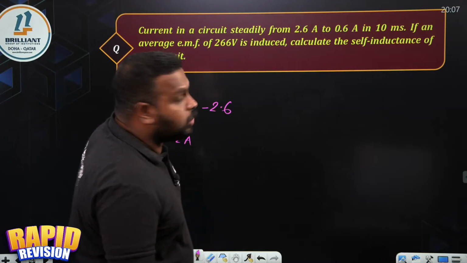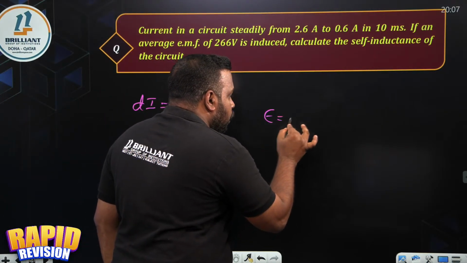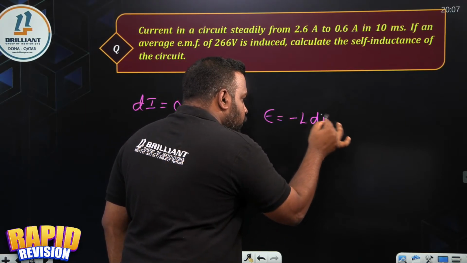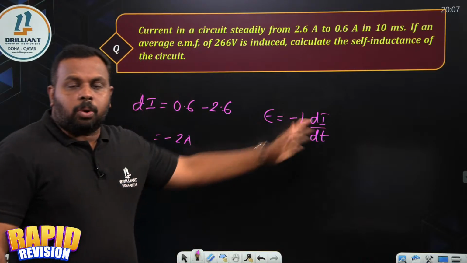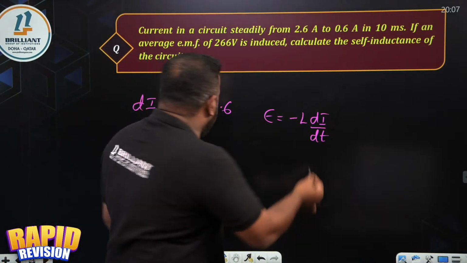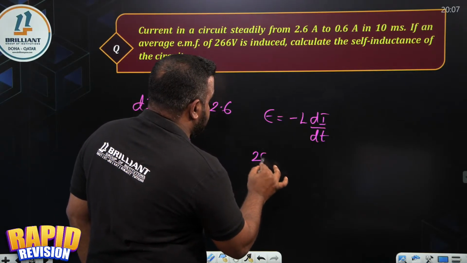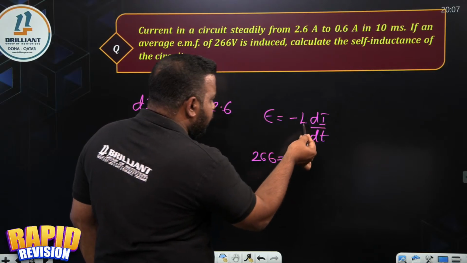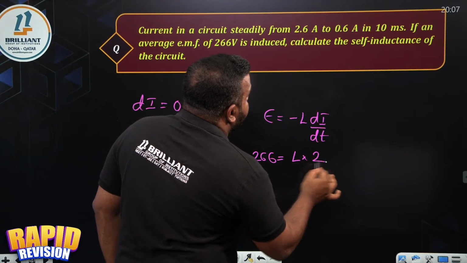Time is given, EMF is also given. Which formula relates these quantities? It is E equals minus L into di by dt. All quantities are given except the self-inductance value, which you can easily find from this. So di is minus 2. Substitute: EMF is 266, minus L and minus 2, so it will become plus. So L into 2 by time is how much?